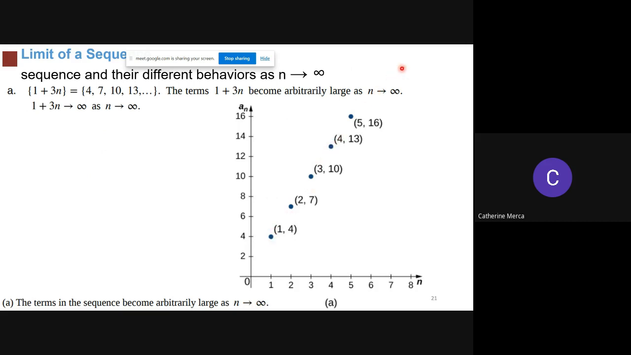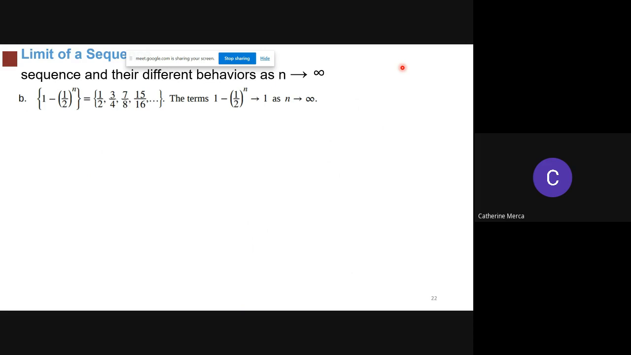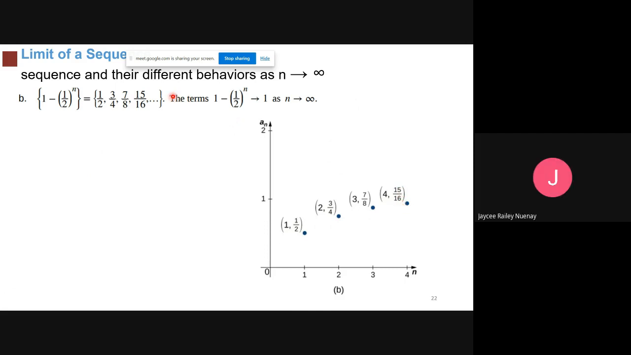Makita ninyo pa dito. So, how about this one, sa itsura niya sa drawing? Sketch natin ito: 1 half, 2, 3, 4, 3, 7 over 8, 4, 15 over 16. Mura siyang arc, ma'am. Okay, tama na siya, the limit is 1.